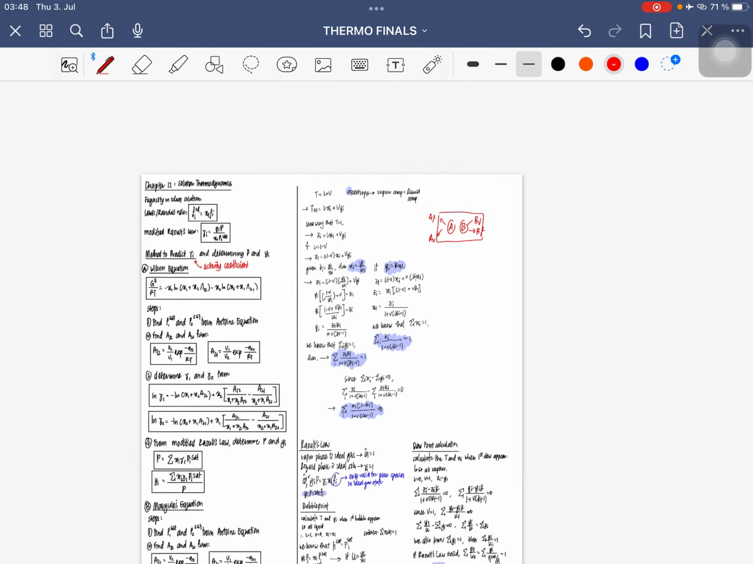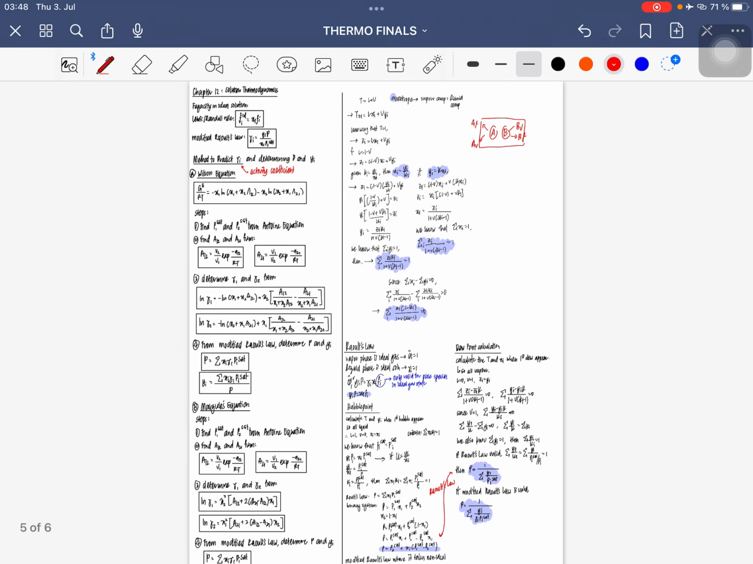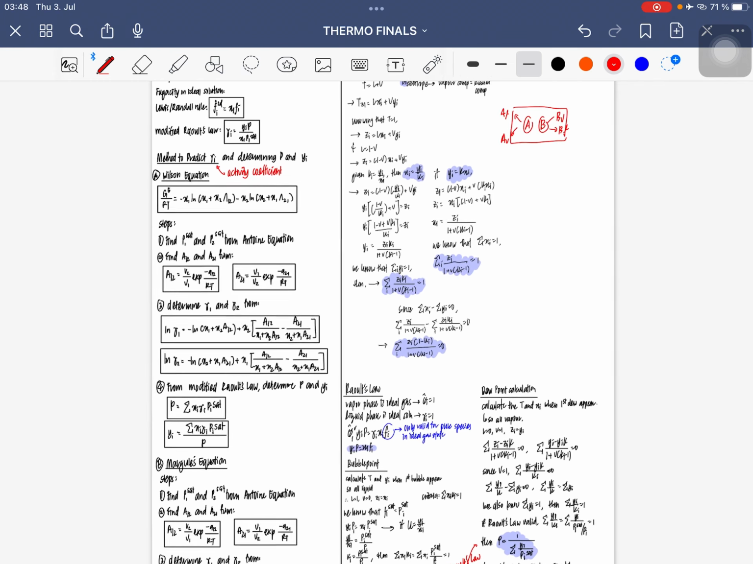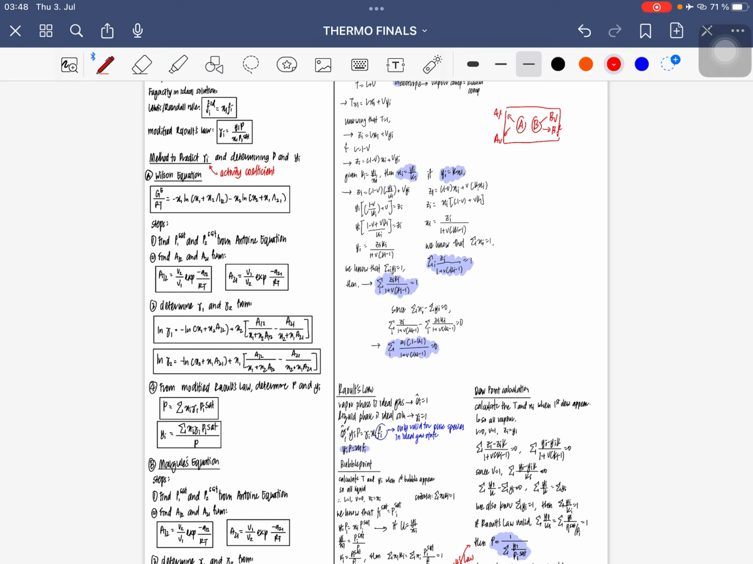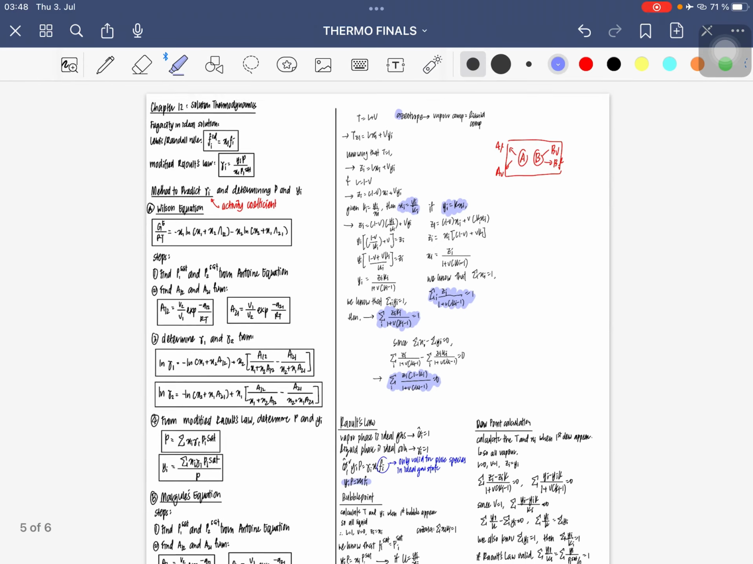Honestly, I think for chapters 11 and 12, it's mostly plugging in formulas, because it's really hard to explain this concept in a very simple manner. It's really not that simple. I'm not trying to sugarcoat anything. It's really deep, and I'm not even joking, I don't even understand it mostly. But you just have to memorize this formula. Not really memorize, just bookmark this formula, this Wilson equation and Margules equation.